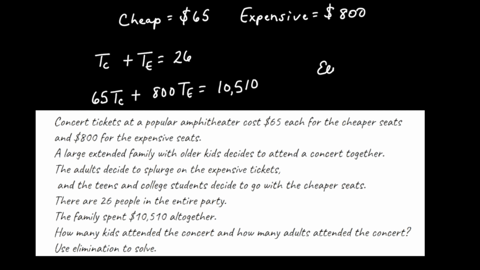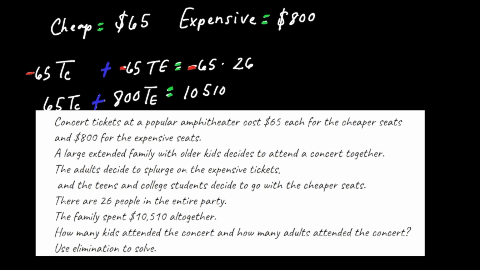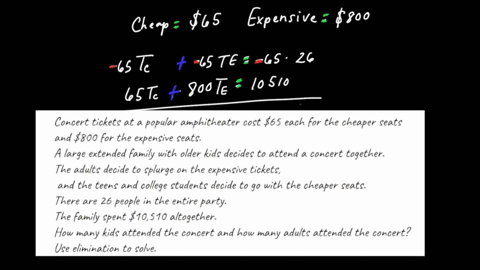Now we are going to solve by elimination. When we solve by elimination, we find the easiest thing to multiply through by to cancel out at least one of the terms with a variable. In this case, negative 65 would be the easiest, so we multiply all the way through the top equation by negative 65. We end up with negative 65 times the cheap seats, negative 65 times the expensive seats, and negative 65 times 26 on the other side of the equation.